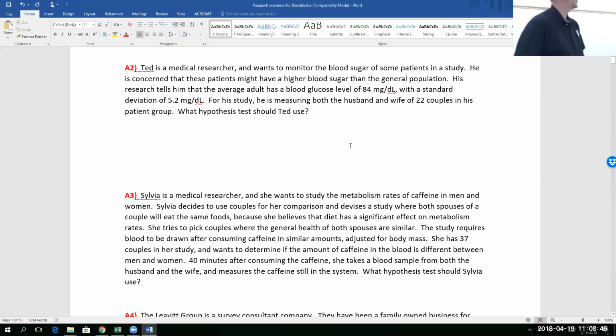So Ted is a medical researcher. He wants to monitor the blood sugar of some patients in a study. He is concerned these patients might have a higher blood pressure than the general population. His research tells him the average adult has a blood glucose level of 84 milligrams per deciliter with a standard deviation of 5.2. For his study, he is measuring both the husband and wife of 22 couples in his patient group. What hypothesis test should Ted use?